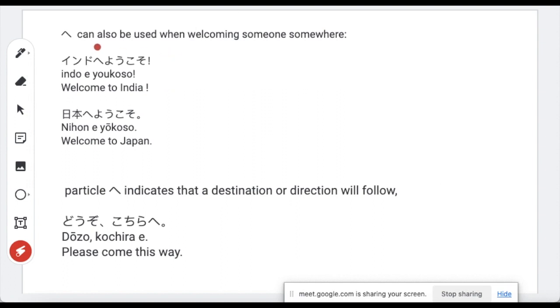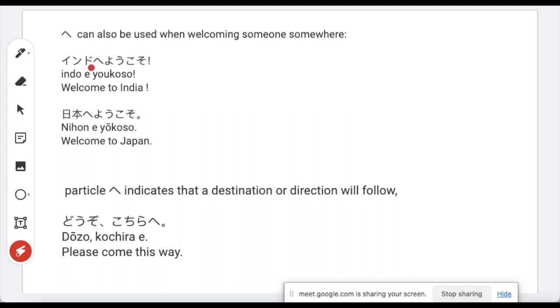Let's see a few more examples of 'e'. It can be used when welcoming someone somewhere. Like you want to say welcome to India, welcome to Japan. You can say 'Indo e yokoso'. 'Yokoso' means welcome. 'Indo e yokoso', welcome to India. 'Nihon e yokoso'. Whenever you are welcoming, you should use 'e' as the particle.